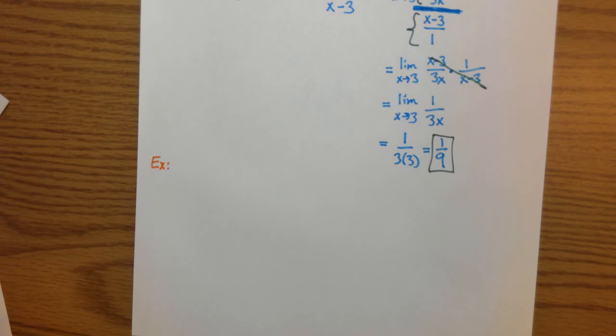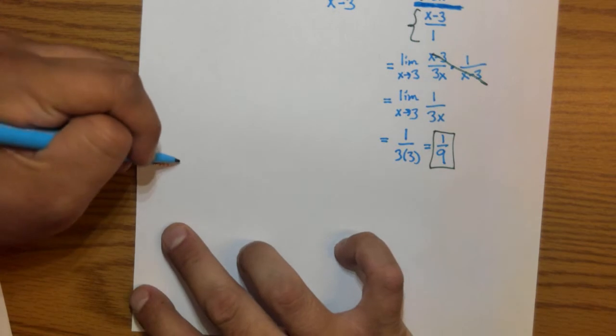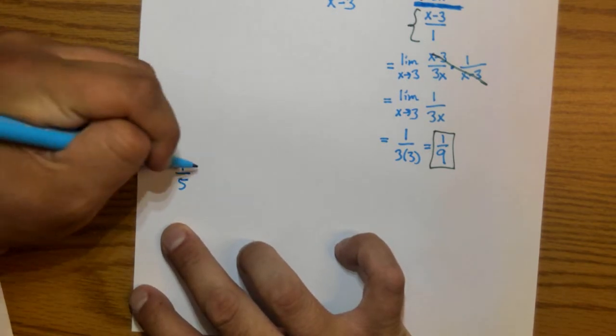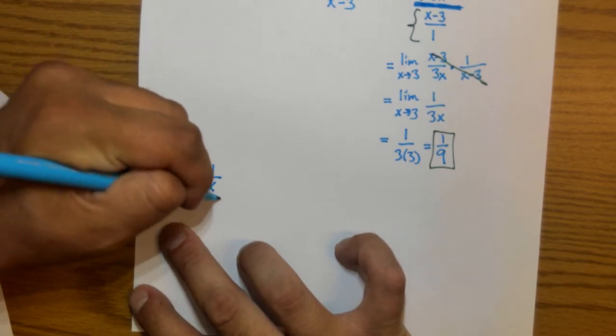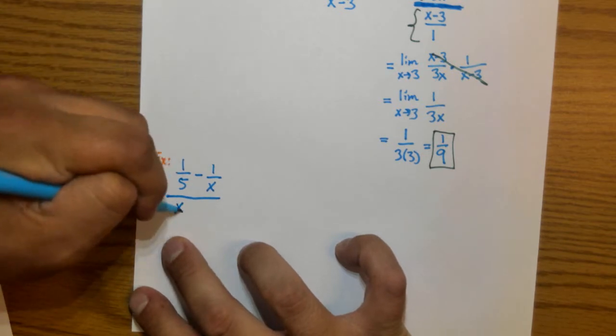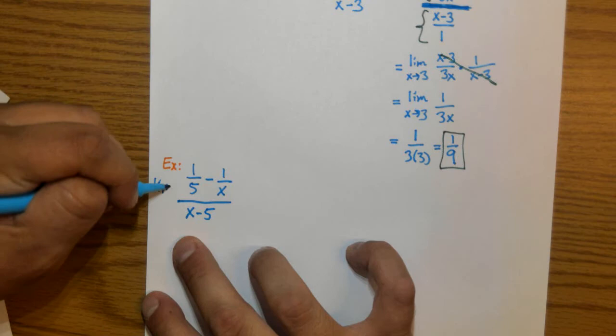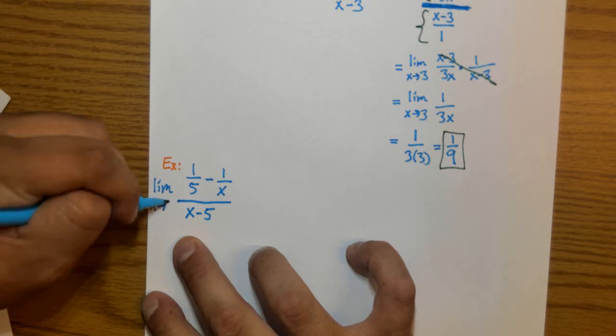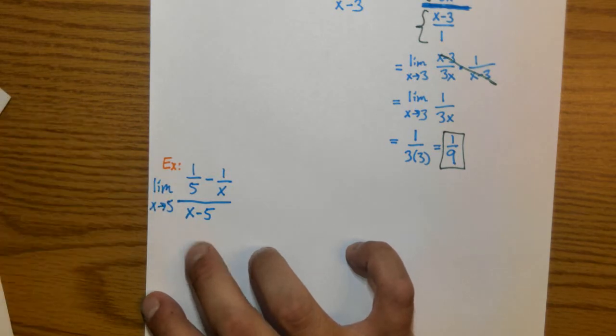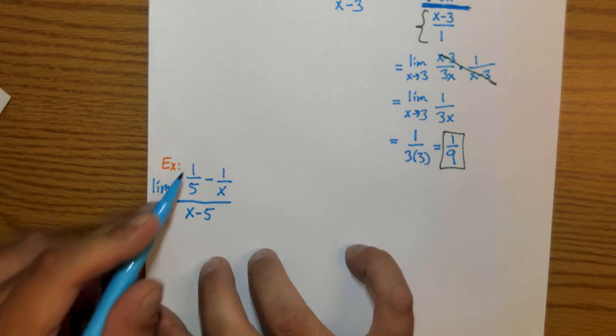And this one will look a little different. Well, no, this one will look the same. Well, similar. But we're going to do some shortcuts this time. The limit as x approaches 5 of this ugly mess.